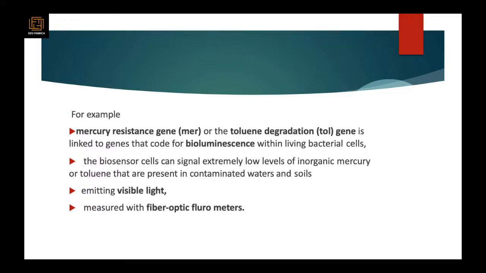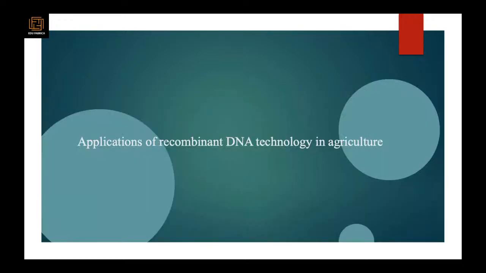For example, the mercury resistance gene or toluene degradation gene, MER and TOL, is linked to the genes that code for bioluminescence within the living bacterial cells. The biosensor cells signal extremely low levels of inorganic mercury or toluene present in contaminated waters and soils. They emit visible light measured with fiber optic fluorometers. So this was done with the environment.